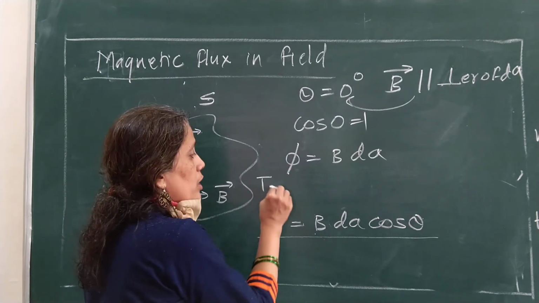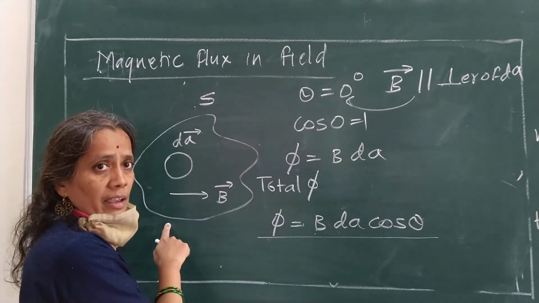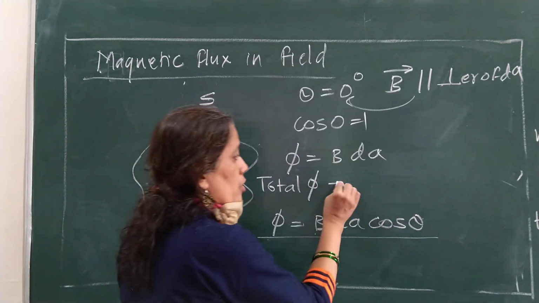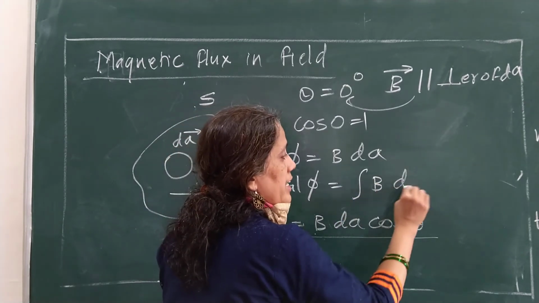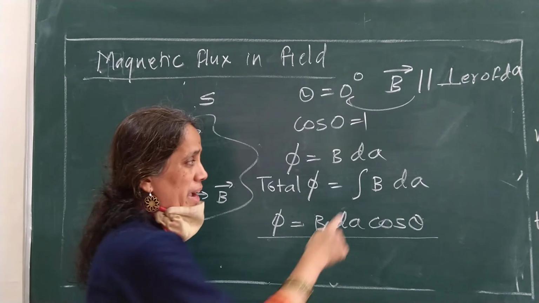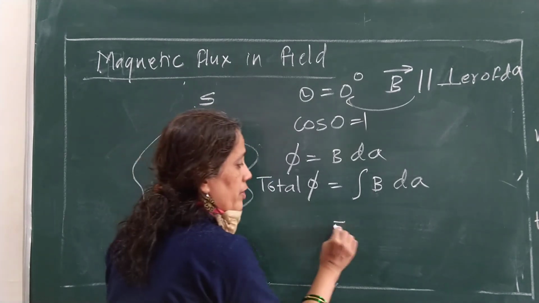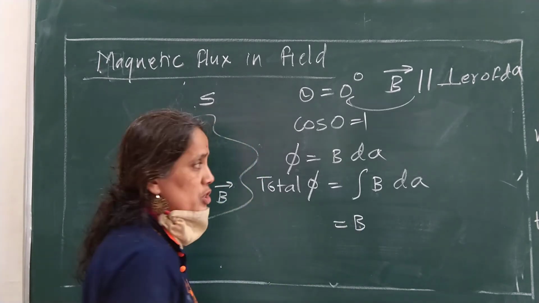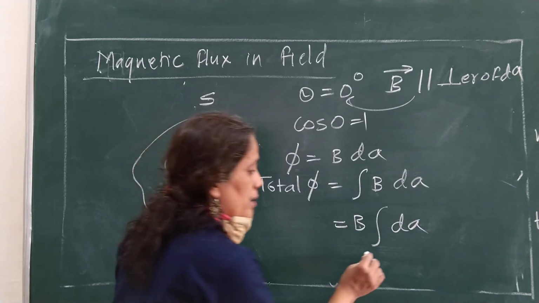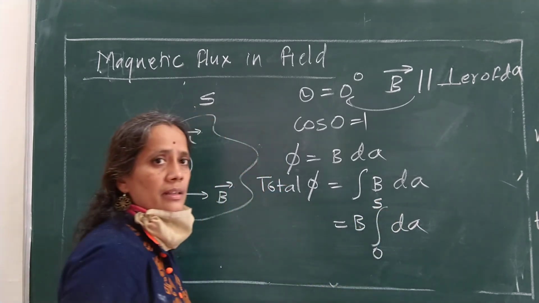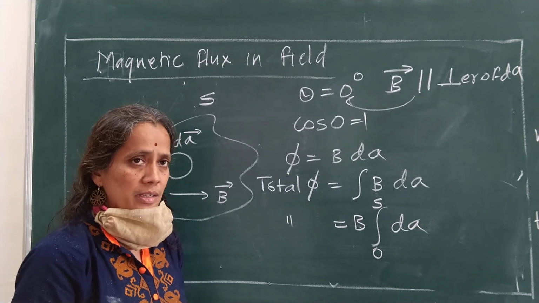Right? This is the phi. If I want the total flux for the surface area S, at that time I have to take an integration of B dA. Your magnetic field is uniform. Magnetic field is uniform means I will take it out of the integration. So now I have to take the integration of dA, and the limits are from 0 to S. So this is my total magnetic flux.